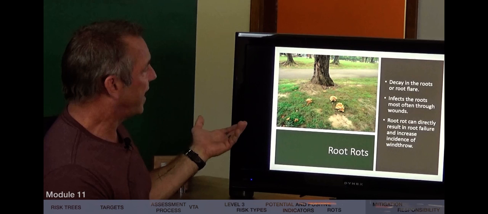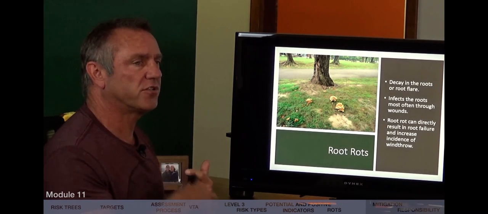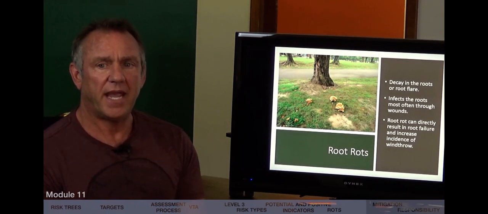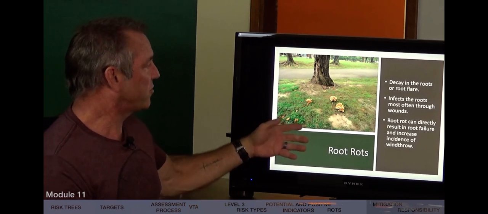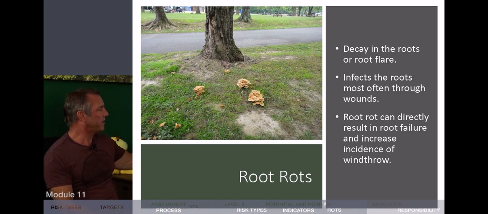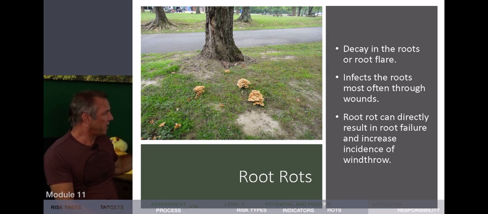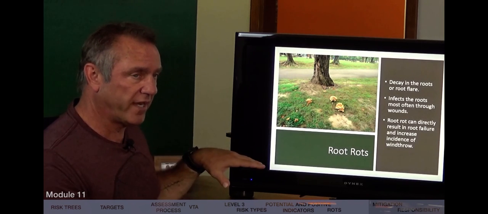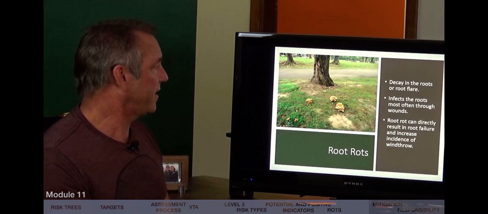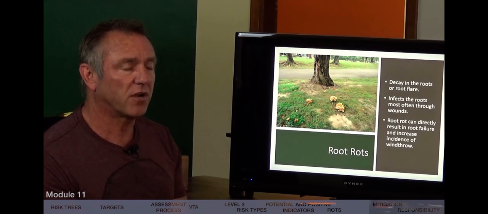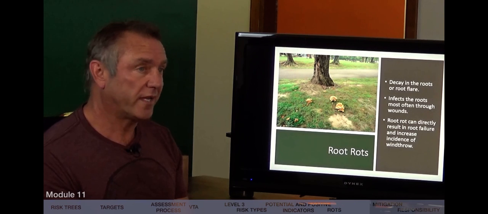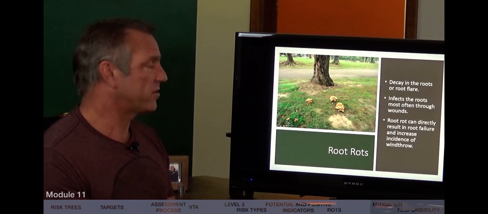Root rots, oftentimes we have just a decay in the roots due to some type of injury or damage, and we'll see the actual fruiting bodies typically, like this armillaria. But this can infect the integrity of the roots and increase the chance of windthrow. So when you see a lot of fruiting bodies around the root plate, that's a big indicator that you've got some problems there with poor holding capacity for that root system.